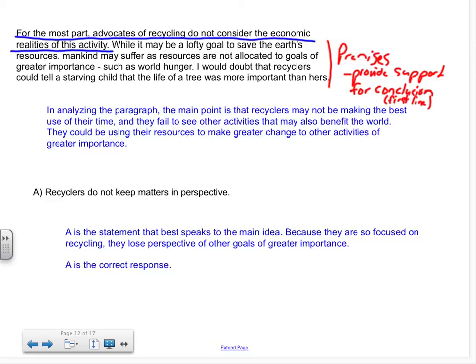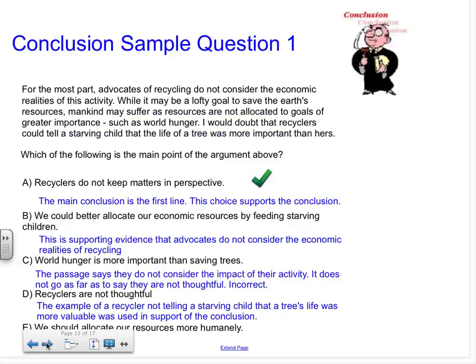So in reading the question samples, A was the only choice that supported this conclusion. A is a statement that best speaks to the main idea because they are so focused on recycling, they lose perspective of other goals that are of greater importance. So A was a credited response. But for argument's sake, let's take a look at the other question choices, shall we?